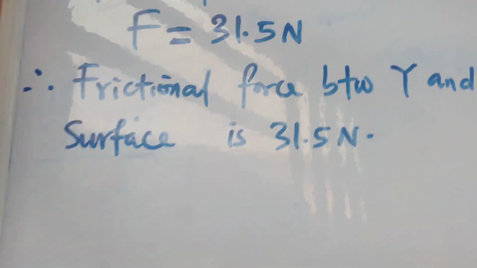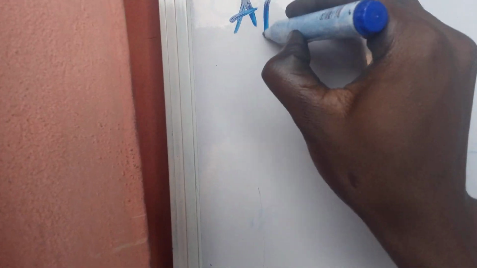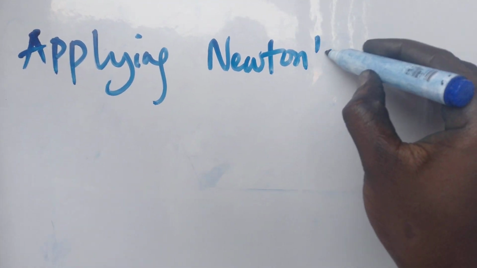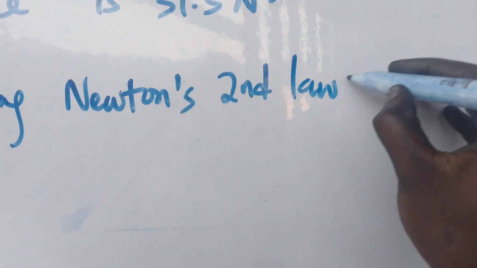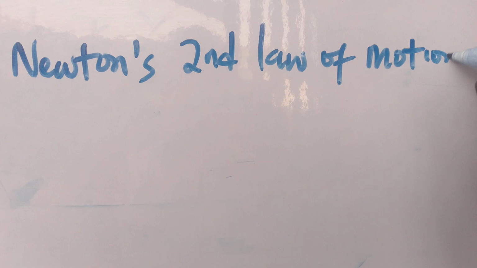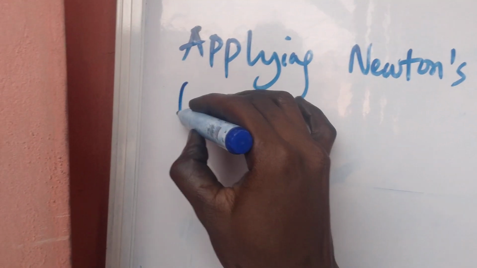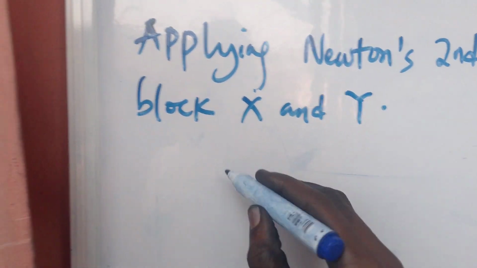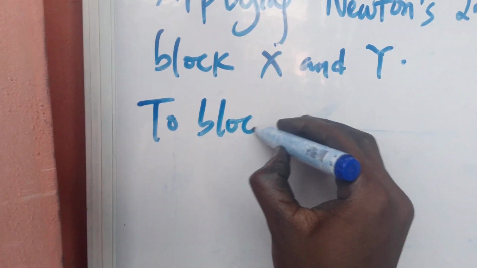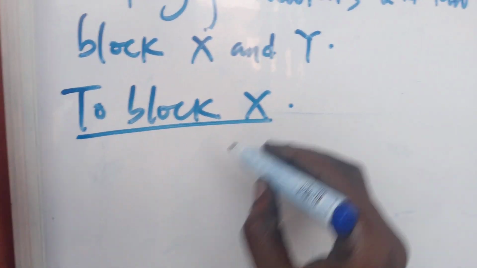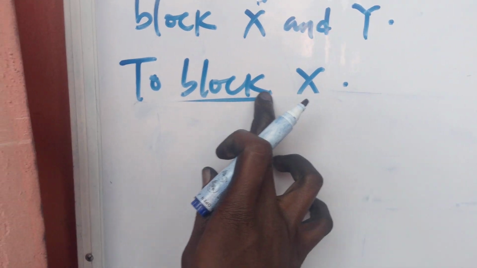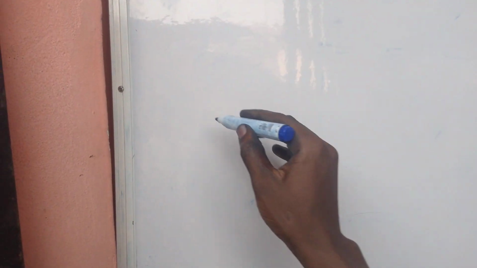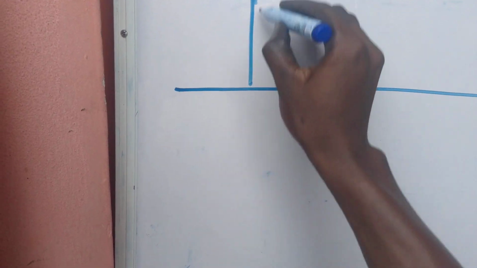Okay, so I will still go back to the blocks. I say, applying Newton's second law of motion to block X and Y. Let's consider block X first. To block X, if you can recall vividly, this was what we had for block X.